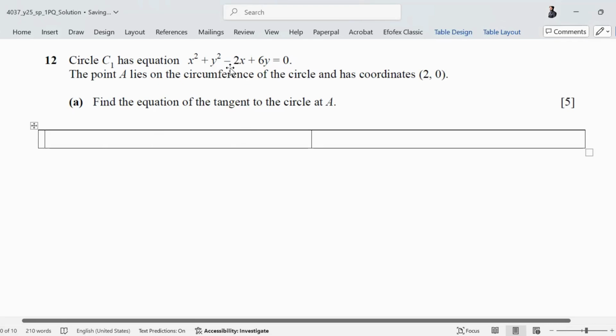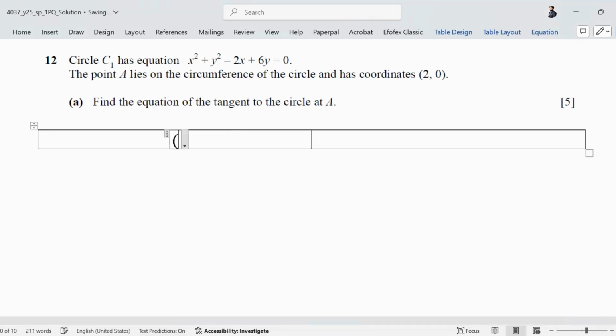Very quickly, can you figure out the coordinates of the center? Quick trick is you take the coefficient of x and you divide it by -2. Take the coefficient of y and you divide it by -2, if the circle equation is in the expanded form. -2 upon -2 is 1, and 6 upon -2 is -3. So the coordinates of the center is what I know.